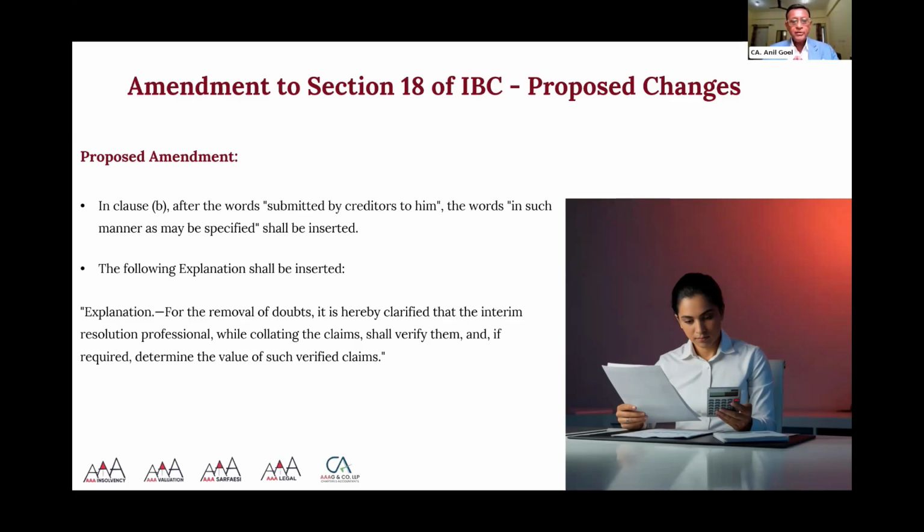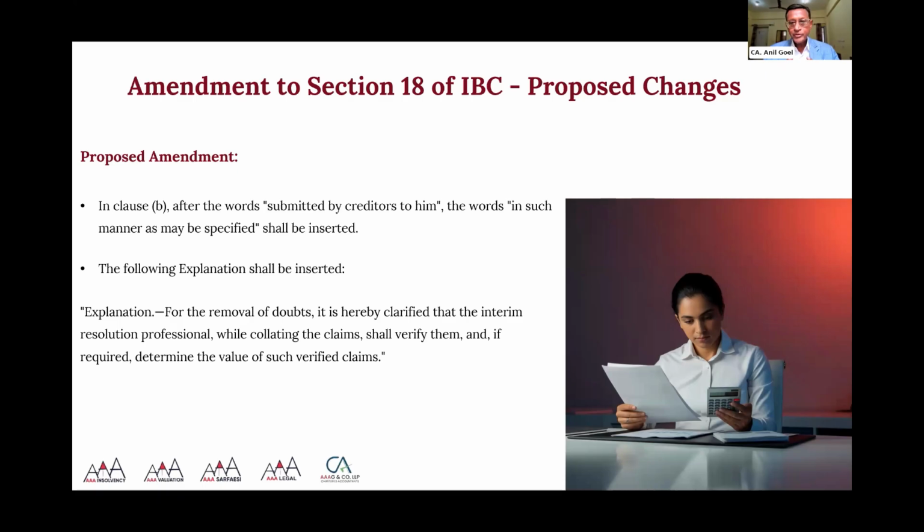Moving on to section 18, it's a very important amendment where the proposed amendment is, again by way of an explanation for removal of doubt, it is hereby clarified that the interim resolution professional, while collating the claims, shall verify them, and if required, determine the value of such verified claims also.